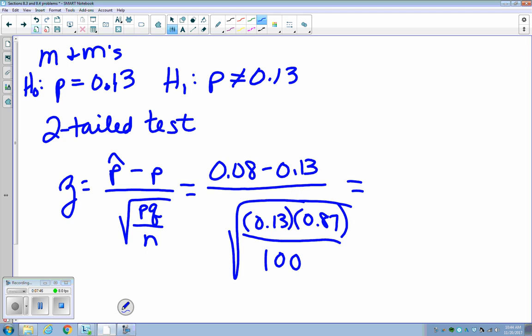Got several of you calculating it out. Tell me what that's going to be. Negative 1.487. Okay?